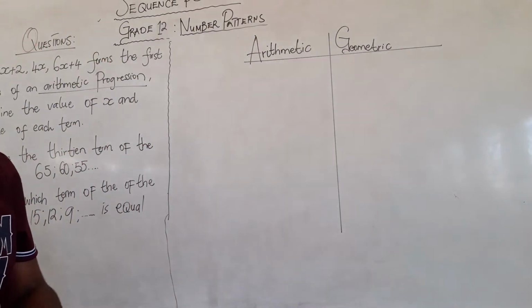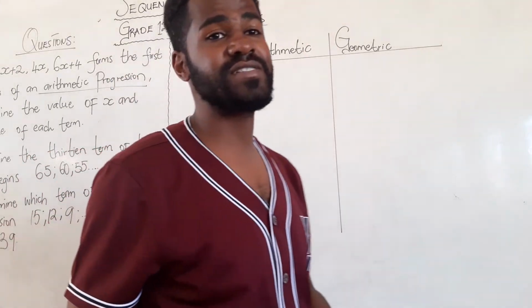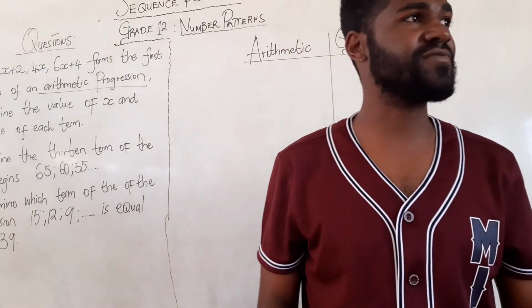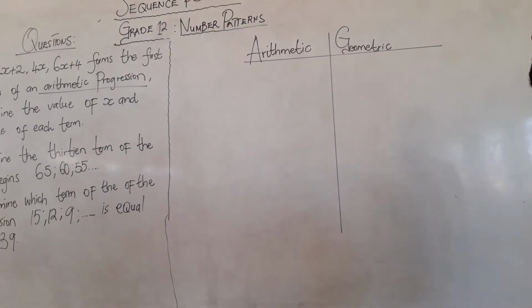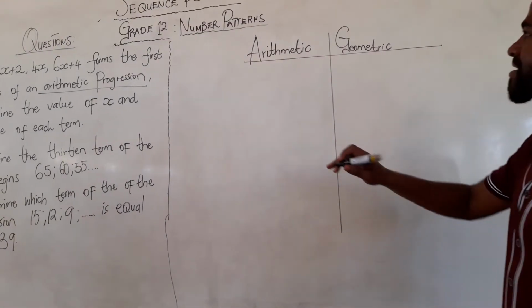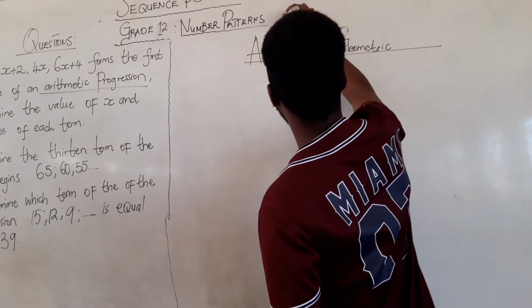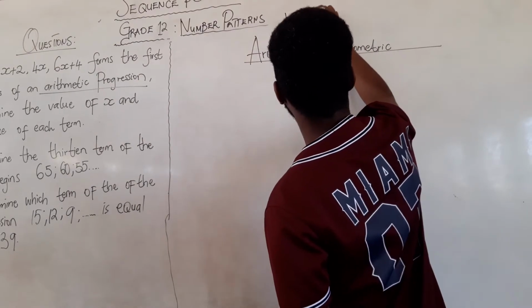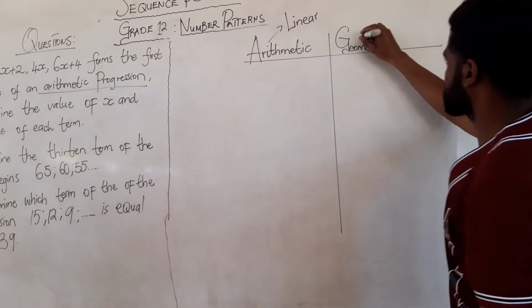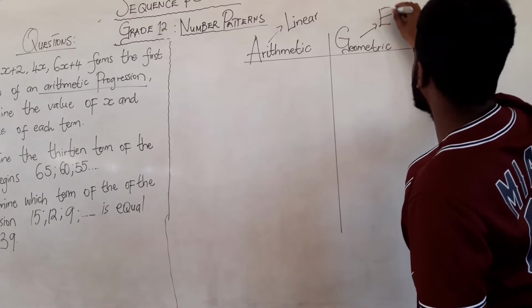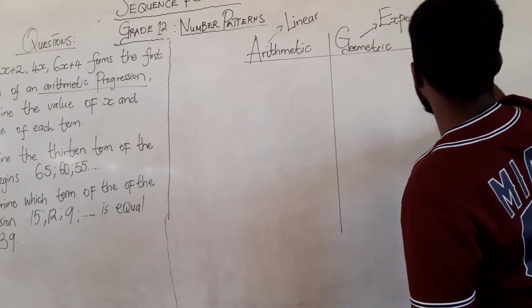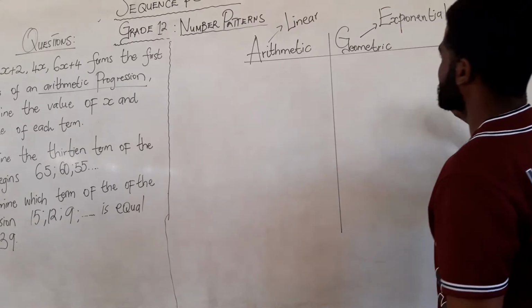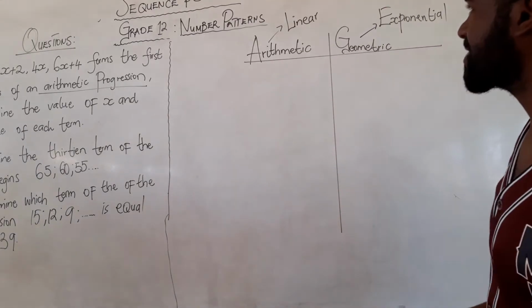Now when we talk about a sequence, we're talking about a progression, or a list of numbers that forms a pattern. Let us start with the arithmetic sequence and the geometric sequence. An arithmetic sequence can also be called a linear sequence, and a geometric sequence can also be called an exponential sequence. This one is exponential and the arithmetic sequence is linear.